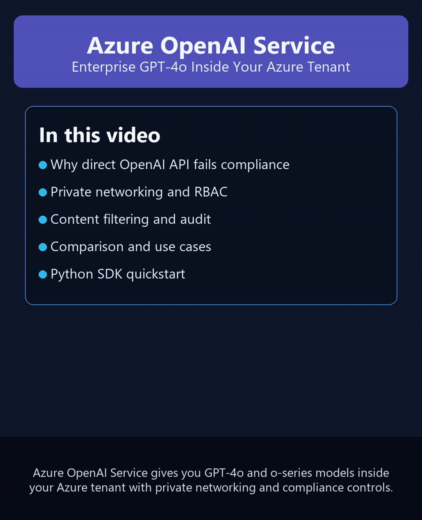Your enterprise wants to use GPT-4o and O series models, but sending customer data to a public API is a compliance non-starter. Azure OpenAI Service gives you the same OpenAI models, deployed inside your Azure tenant, with private networking, RBAC, content filtering, audit logs, and enterprise SLAs. In this video you will learn how it works and how to deploy your first endpoint.